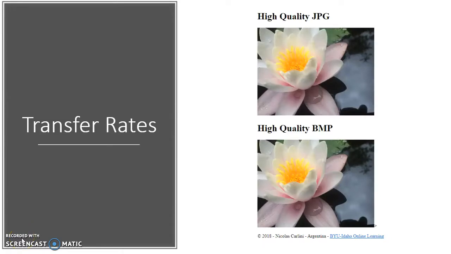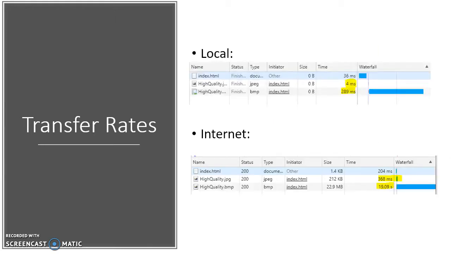Let's see an example of how compression and image quality can be an advantage. Here's an HTML page with two images. I have forced the size of both of them so they look the same. One of the images is a high quality JPEG and the other is a BMP. Now let's open the DevTools and look at the network transfer times.